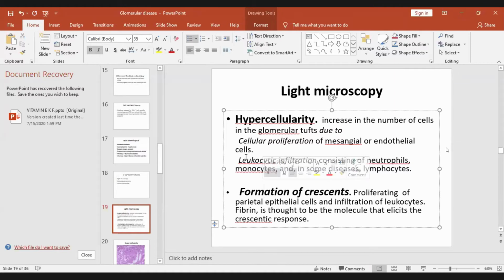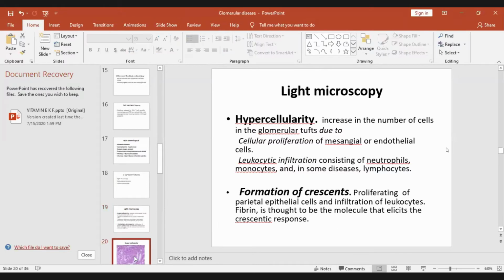The second is formation of crescent. Proliferation of the parietal epithelial cells leads to the formation of a moon-shaped accumulation of epithelial cells, that is called a crescent. That is an indication of more damage to the basement membrane and more leakage of fibrin. So that will be seen in rapidly progressive glomerulonephritis. So first is hypercellularity, then crescent.